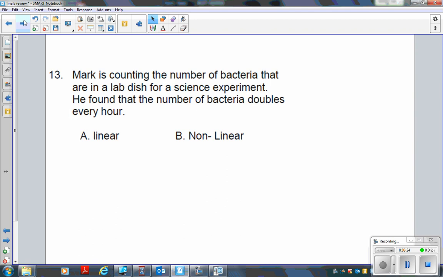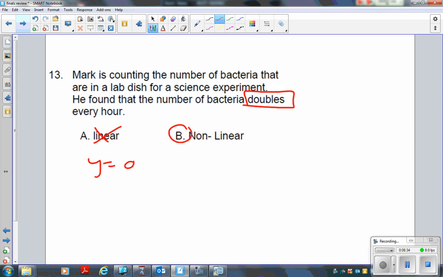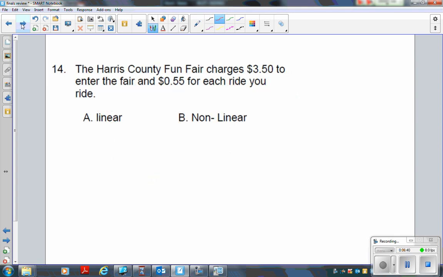Mark is counting the number of bacteria, and he finds out that it doubles. When something doubles, it does not work. It's not linear. It's nonlinear. When something doubles, we use the y equals a times b to the x formula. This is the multiplier. So that one is actually exponential.